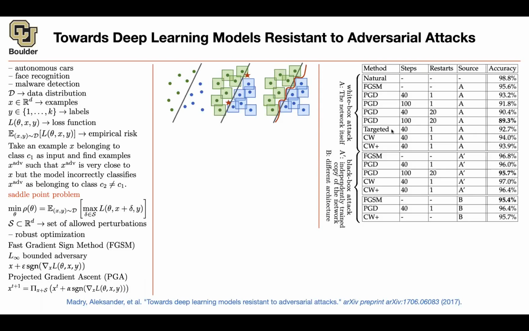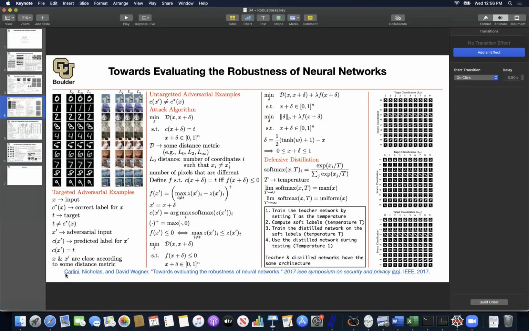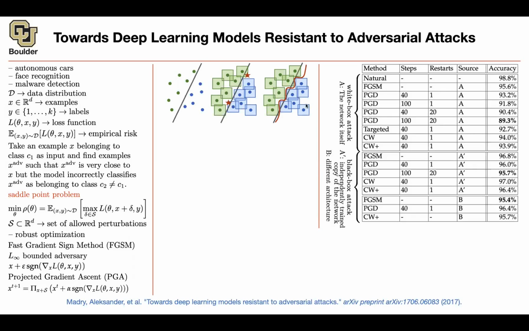You can have a targeted attack, and the most effective attack in this result seems to be PGD with 100 steps and 20 restarts when you have access to the network itself. And CW is the attack from the previous paper. Yeah, it's called CW because of the name of the authors. It's Carlini and Wagner. So it's CW, it's this paper. Now let's go to the next part of these results and try to interpret them.